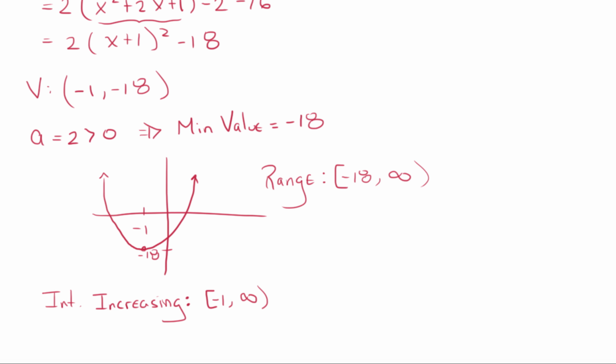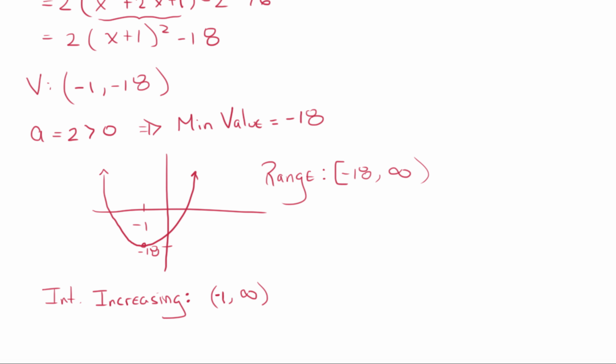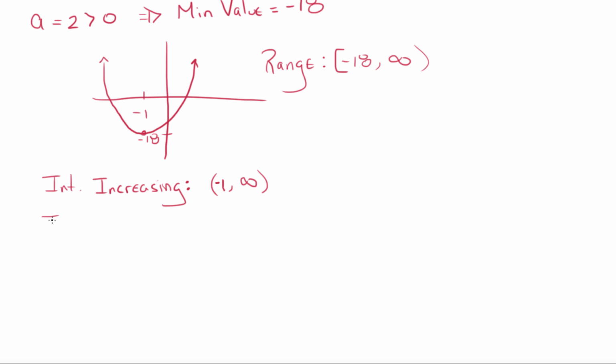Now you would not include negative 1, so this is my mistake, because at negative 1 it doesn't increase, it starts increasing. The interval for decreasing in a parabola is usually the opposite direction. So it starts decreasing from negative infinity to negative 1. And that will be your answer.